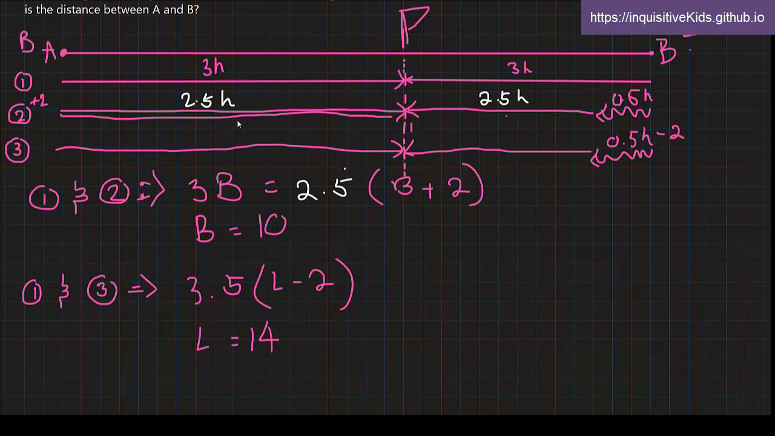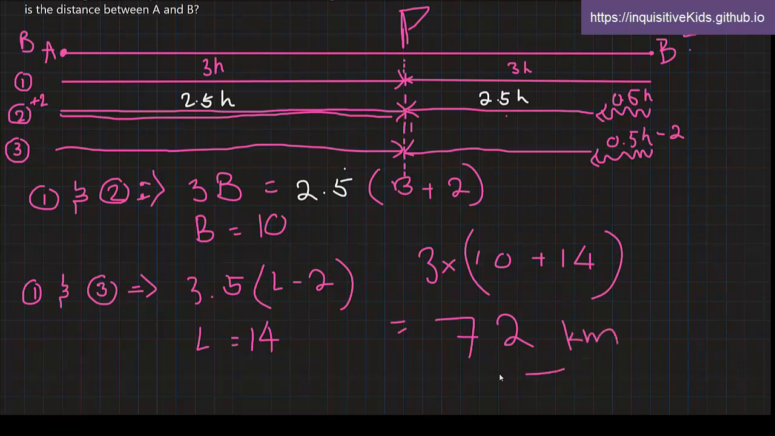So what is the distance between A and B? We know that it took them 3 hours. So 3 times 10 plus 3 times 14, we could just use the distributive property, is equal to 72. So our final answer would be 72 kilometers. This is our final answer.